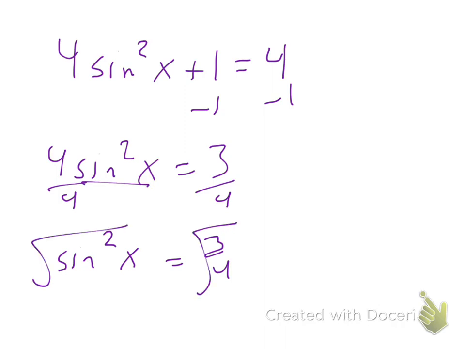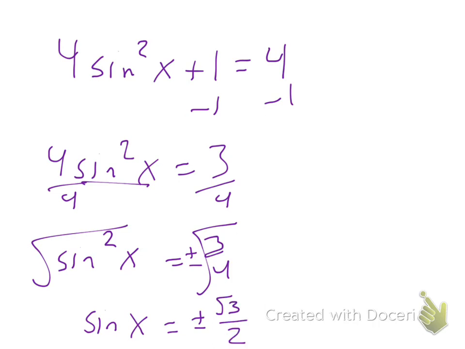Now, don't forget, when you're solving for a variable and you take the square root, you need to have plus or minus. If I asked you guys the square root of 25, it's 5. But if it's x squared equals 25, there are 2 answers, plus or minus 5. Now, when I do this, I get sine of x equals plus or minus square root of 3 over 2.